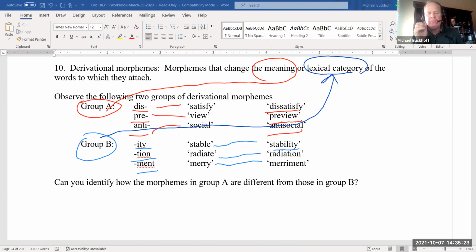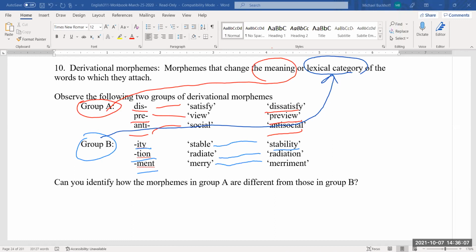Okay, so here's my question. We have stable, and it changes to stability. So the word is changing from what part of speech to what part of speech? Can anybody tell me that? For example, what part of speech is stable? What part of speech is stability? I don't know why, but I find it easier to identify on radiate and radiation, if you'll accept that. Okay, well, let's deal with that. Radiate, what part of speech is that?